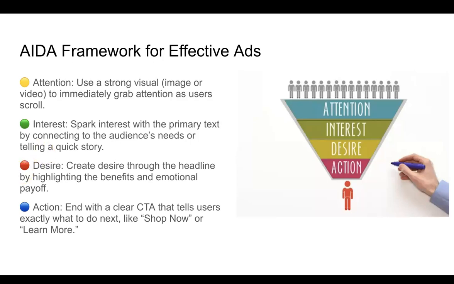Next, we have interest. Once we've caught their eye, the next job is to build interest. This typically happens in the primary text. The ad copy that appears normally above the visual uses this space to connect with the audience by explaining your offer, sharing a relatable pain point, or telling a short, engaging story. The goal here is to make them want to learn more.